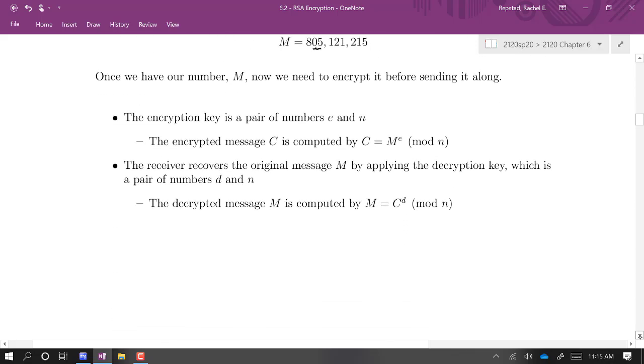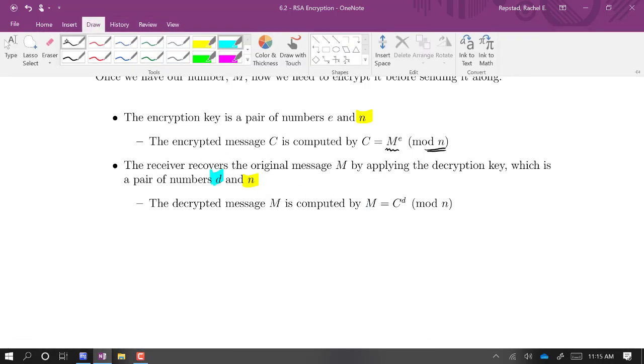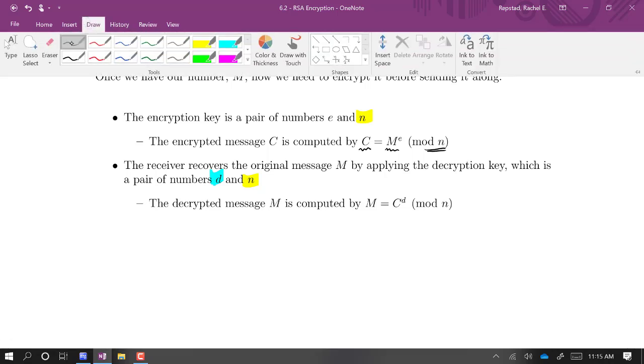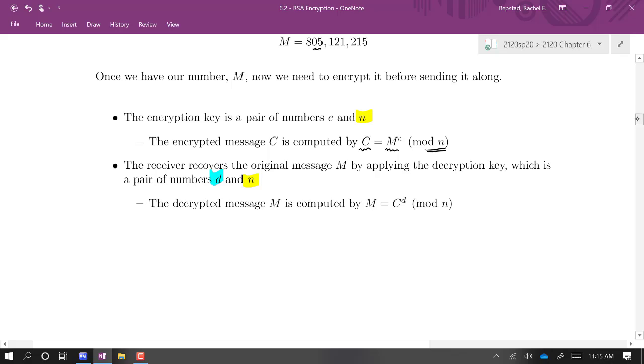So the encryption key is a pair of numbers, which we call little e and n, and we encrypt a message by computing m raised to the e power mod n. And then the decryption key is a pair of numbers d and n. This n is the same as that n, right? So what's different is the value d. To find our decrypted message, if somebody sends me this number c mod n, I take c and raise it to the d power and reduce mod n, and that'll get me the original message.